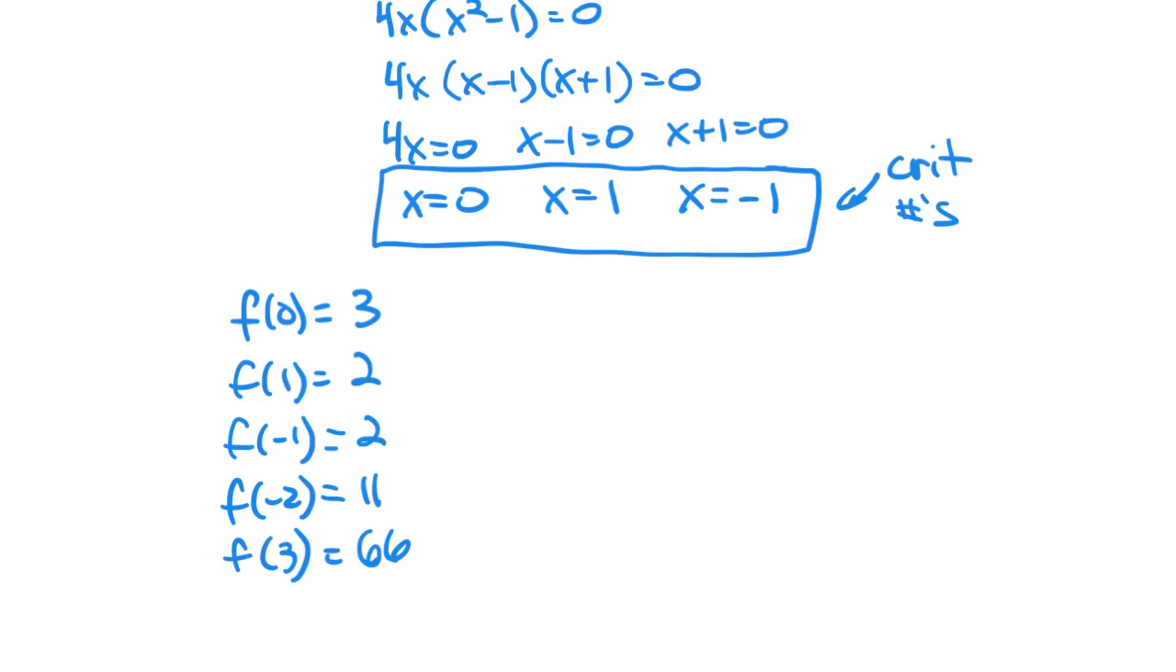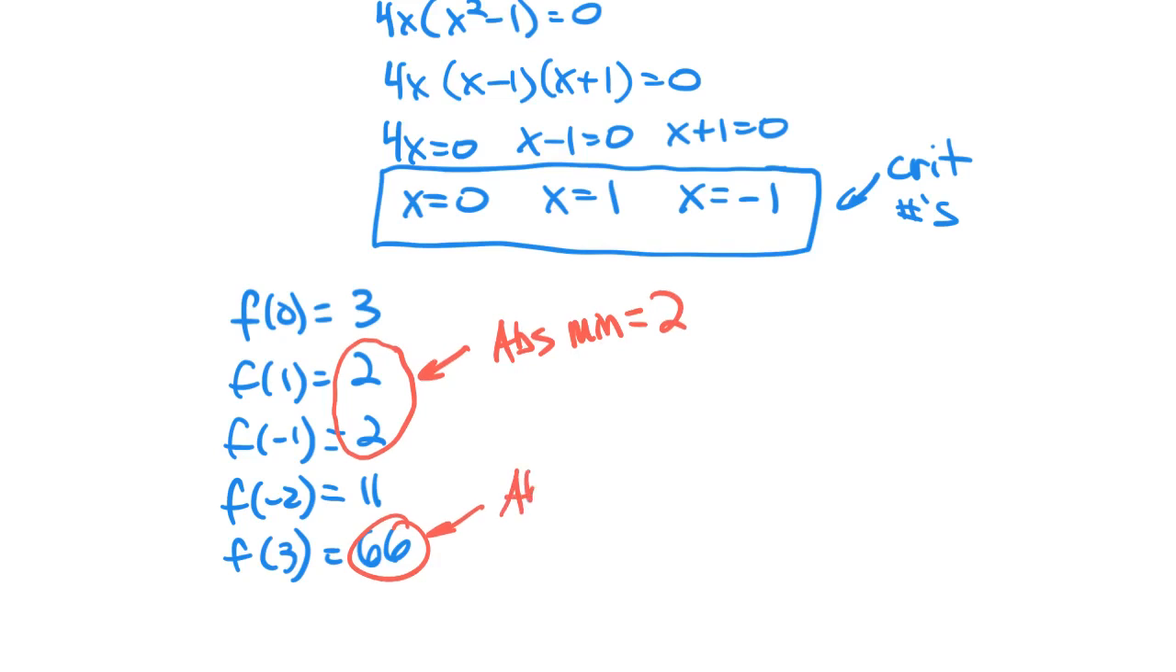So we can see that right here. We've got our absolute min. I'm going to use a different color. Here is our absolute min, right? Our absolute minimum value of this function is 2. And our absolute maximum value of this function is 66.